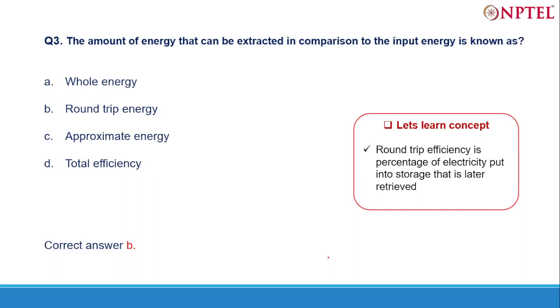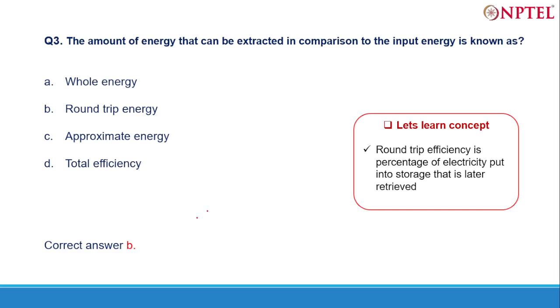Now question 3: the amount of energy that can be extracted in comparison to the input energy is known as. This is basically a very conceptual question. We don't have to put more effort into it. What is it saying? The amount of energy that can be extracted. So you have energy stored in some thermal energy storage system or any other energy storage system, and we have to extract some energy out of it.